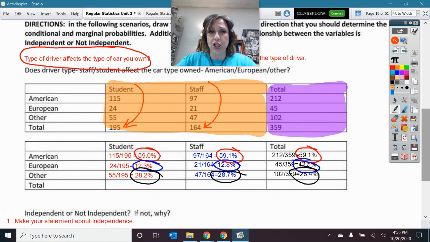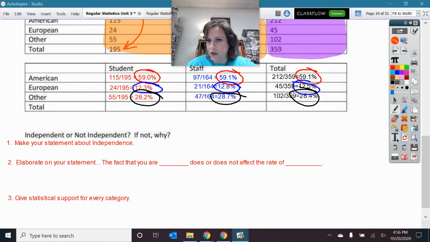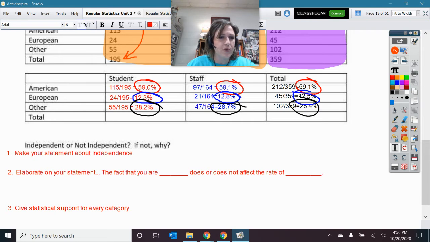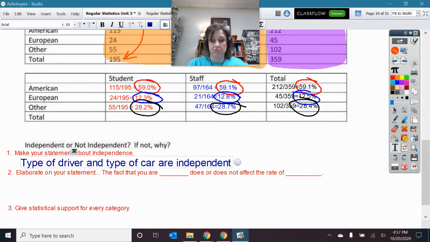Remember, there are three things that we want to include in an official write-up. First, we want to make our statement. So I'm going to type these out. I've got some little notes here. Okay, so type it up. Let's get a little bigger so we can see. And here we go. So the first thing we want to include in our write-up: make your statement. Let's state, were type of driver and type of car independent? Okay, so what did we decide? Type of driver and type of car are independent, not affecting each other, not changing. Good. State it, be done.